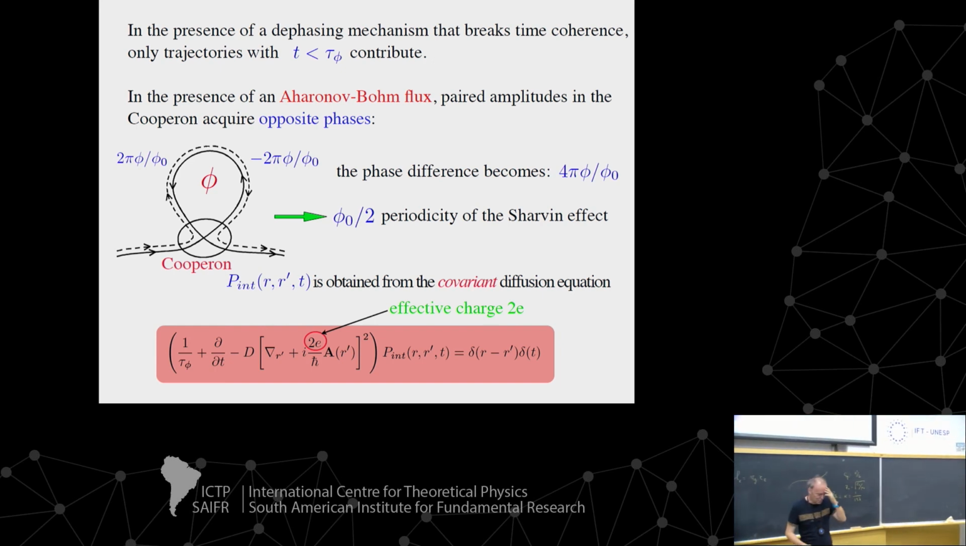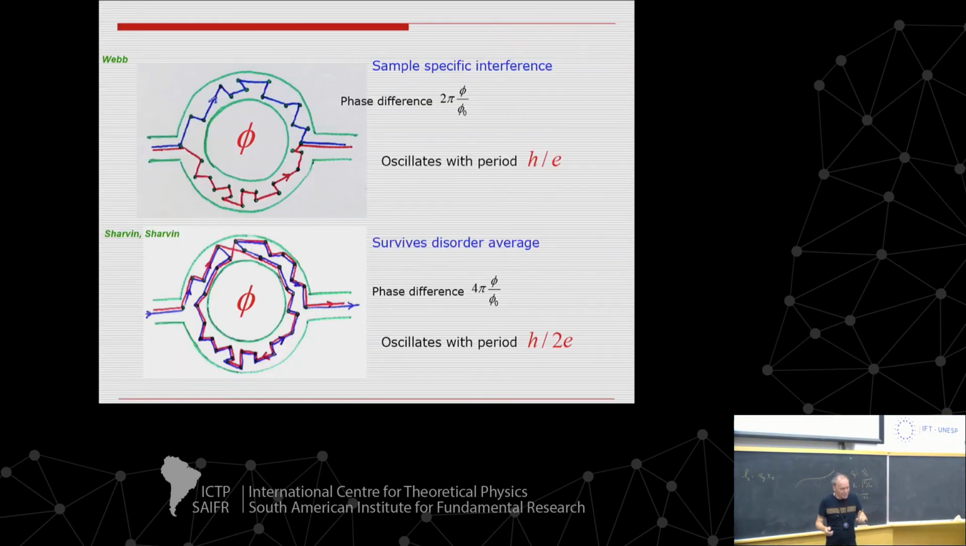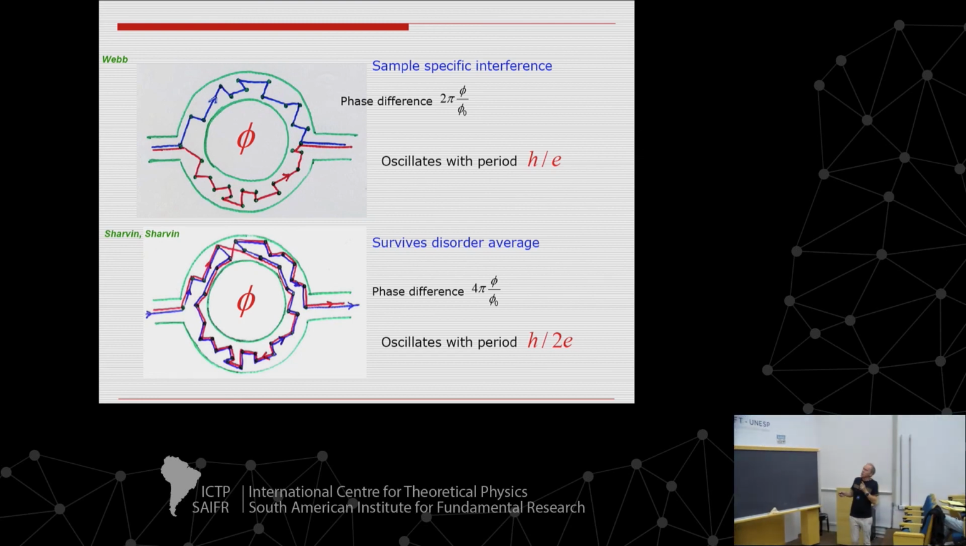Well, myself, I'm tired of all this information. So here is now a summary of what I said. Yesterday we discussed the Webb experiment and the Charvin and Charvin experiment. The Webb experiment is on a specific realization of disorder. We had this Webb ring, and you see that you have possible trajectories: a trajectory that goes that way, a trajectory that goes that way. The phase difference encircles 2 pi phi over phi 0, and therefore the conductance oscillates with period h over e.